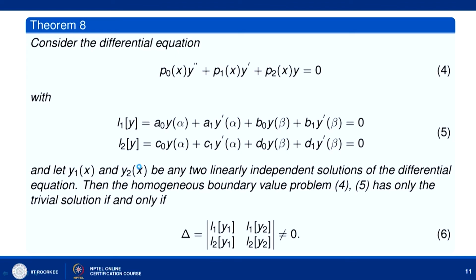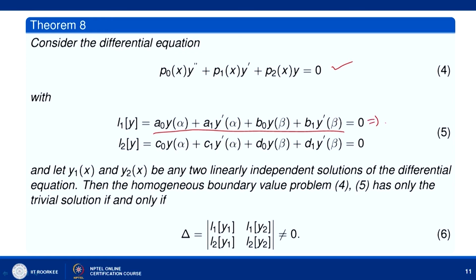The simplest possible is the homogeneous equation with homogeneous boundary conditions, and we know that a homogeneous boundary value problem has a trivial solution, that is the 0 solution. So consider the differential equation p naught(x) y double dash plus p1(x) y dash plus p2(x) y equal to 0 with the boundary condition L1 y, which is defined like this. So L1 y is defined as a naught y(alpha) plus a1 y dash(alpha) plus b naught y(beta) plus b1 y dash(beta) equal to 0.